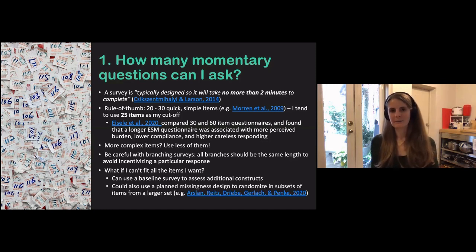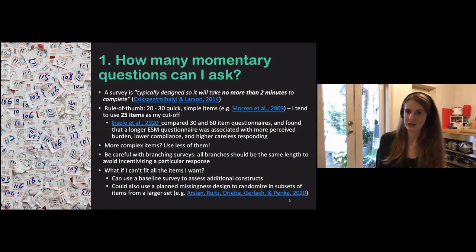Another potential option is to use a planned missingness design to randomize in subsets of items from a larger set. So you might have 60 items and you just can't pick between them. You can have a design that pulls in random subsets of those items, and so people get a different set of items at each time point. This does have implications for your analyses, but it is a more common and more popular method than it used to be, and I've got a little reference there about it if you're interested in doing it.